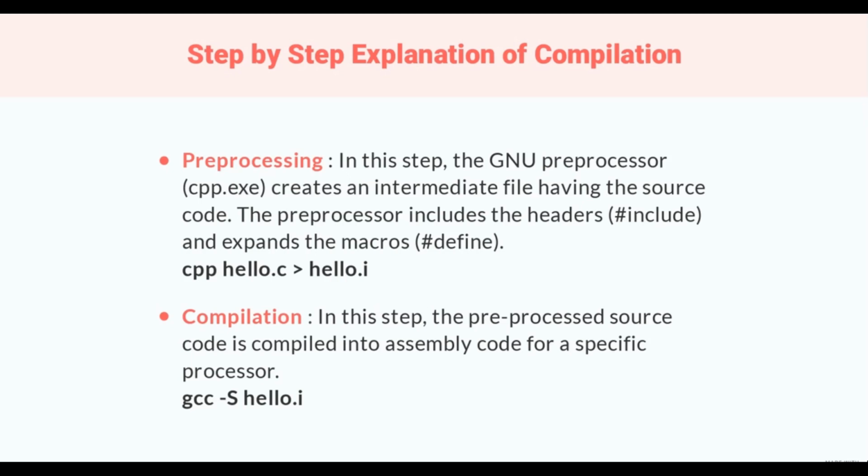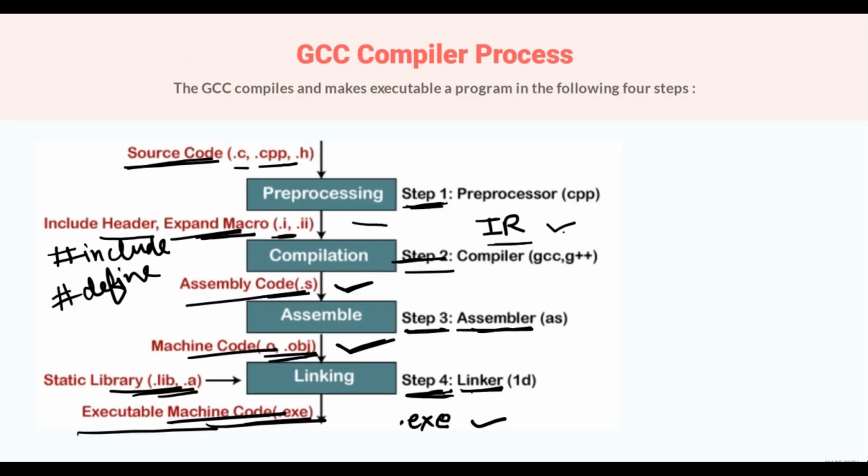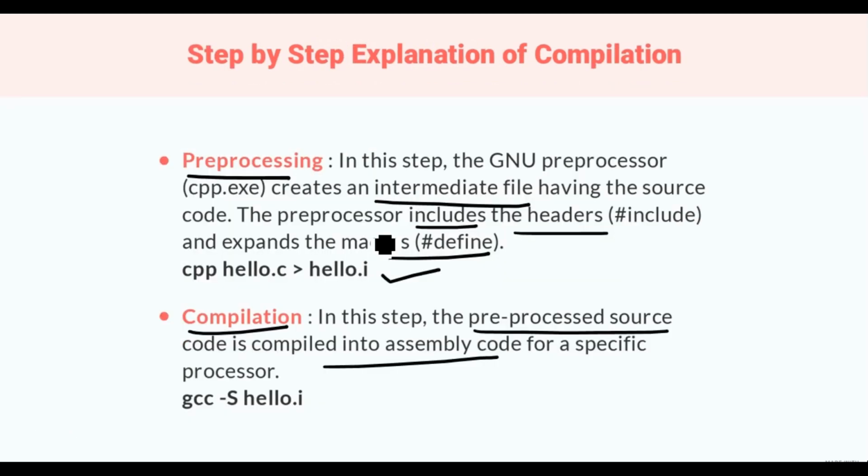Here I briefly mentioned all those four steps in detail. So let's take a brief idea again. Pre-processing just simply creates the intermediate file, and it will include the headers and macros. You can check it by running this command as well. The second step was compilation. In this step, our pre-processed source code is compiled into assembly code. We just now saw that. After pre-processing comes compilation, and we will get the assembly code for a specific processor. Now you can write this command to see this.